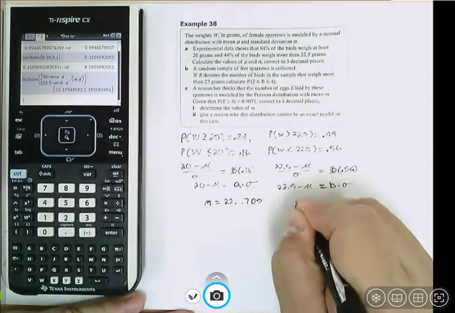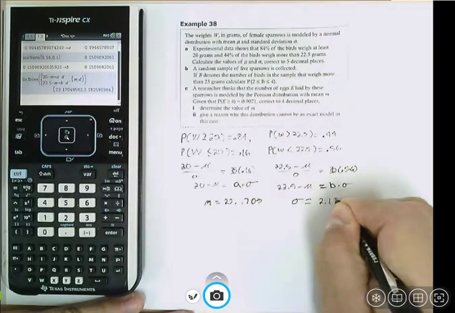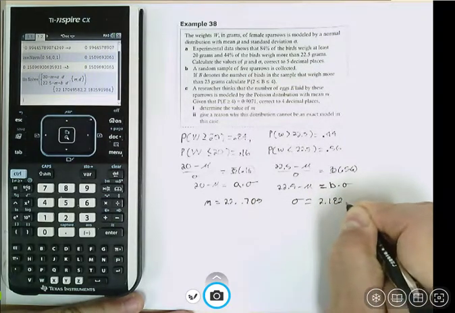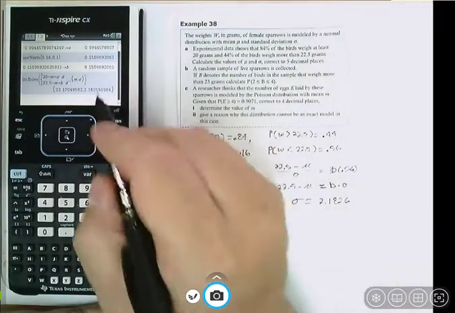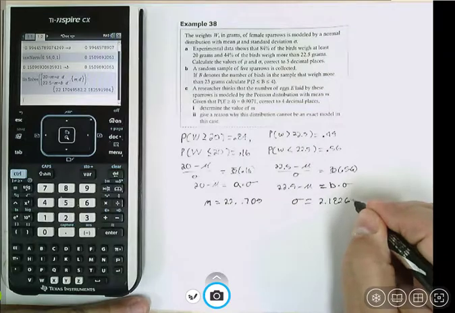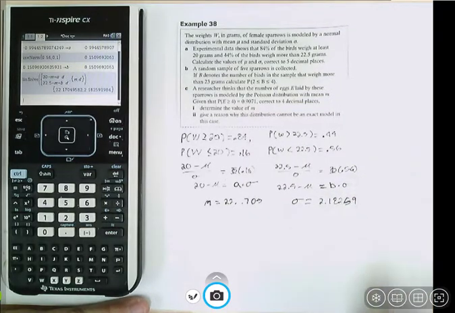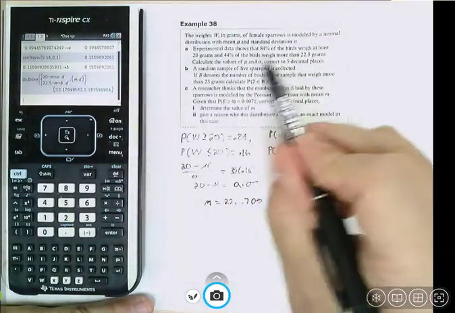And then our standard deviation is 2.1826 if we round up to 5, right? So, or better yet, 1, 2, 3, 4, 5. Yeah, I guess it just stays 259. My bad, and that's 5 decimal points. Either way. So there you go. Now, so that's A. We found our mean, our standard deviation for the sparrows.